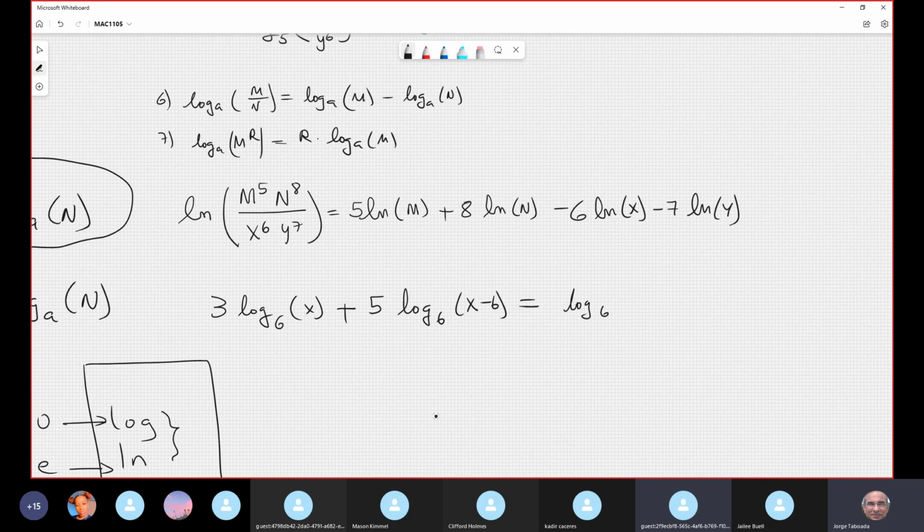Entonces, x to the third power inside the parenthesis. Look, that 3 goes here like an exponent, and this 5 goes here like an exponent. Multiplication, x minus 6 to the fifth power. Boom, final answer, condensed in only one logarithm. Do you see or no? Clear or confusing?